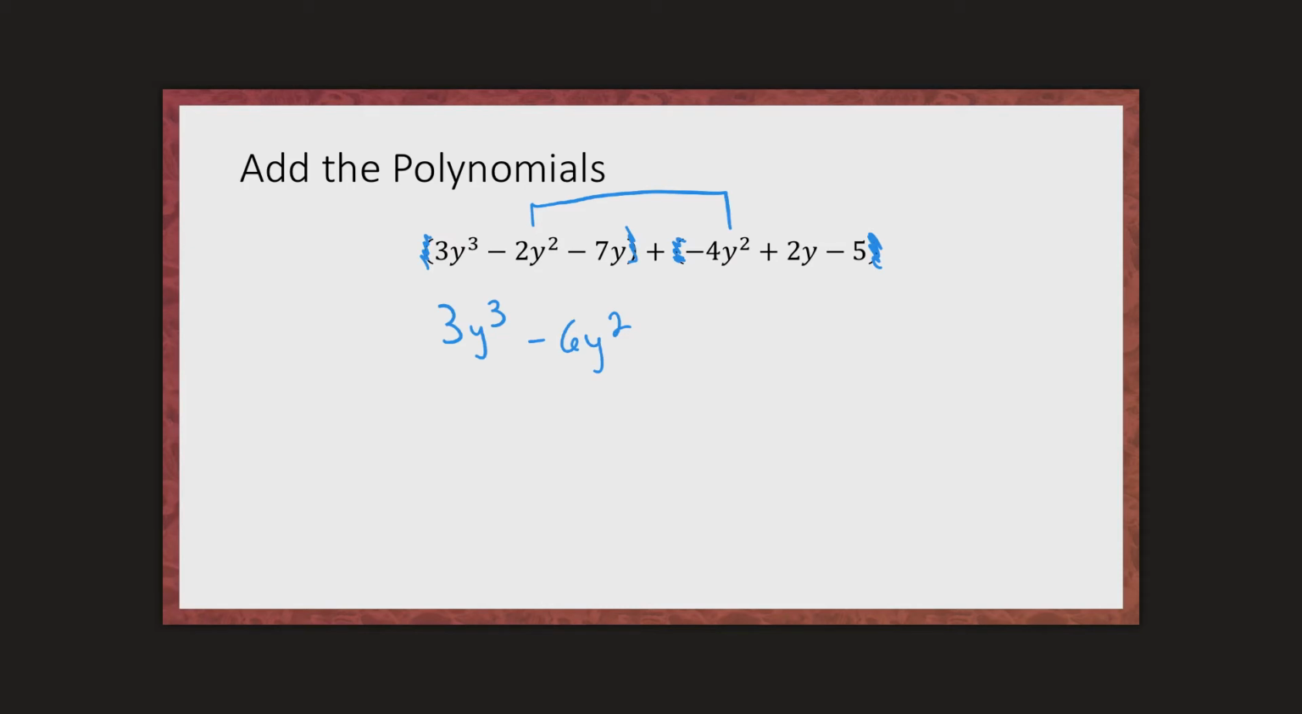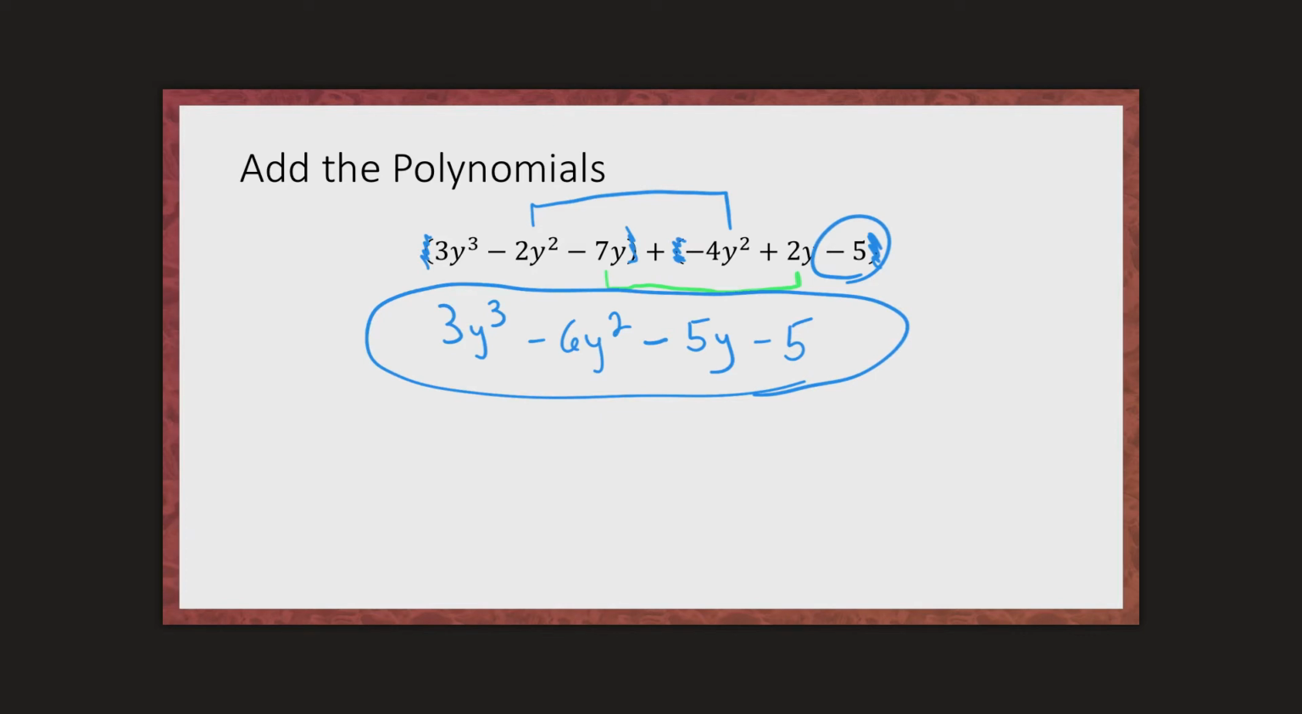Next like terms are our y terms, negative 7y and positive 2y. Those will combine together to give us a negative 5y. Remember, when you're adding these, you're just changing the coefficient. You're not changing the variable or its exponent. And finally, we have a minus 5 over here. That has no other like terms. I copy that over to my solution. It becomes minus 5. Now my entire problem is written in standard form, and my solution is written in standard form as well. So we have accurately added the two polynomials together.